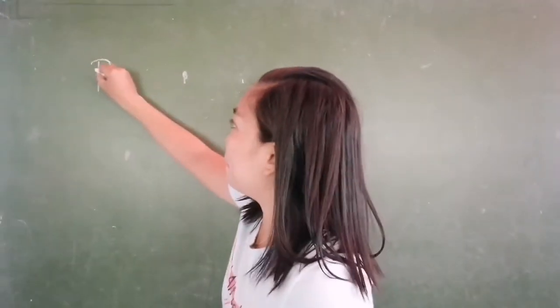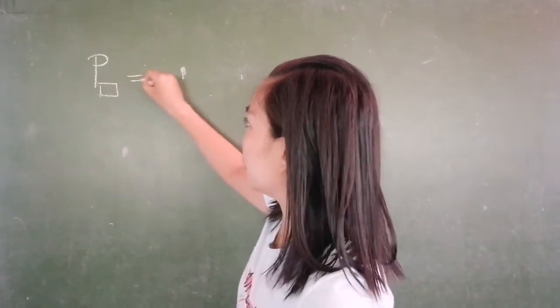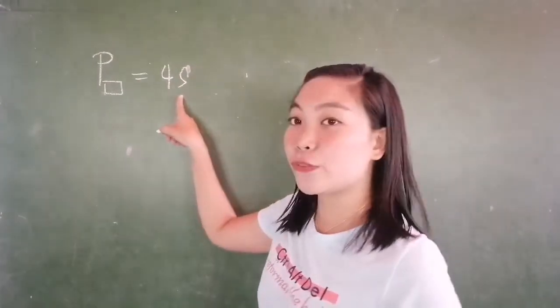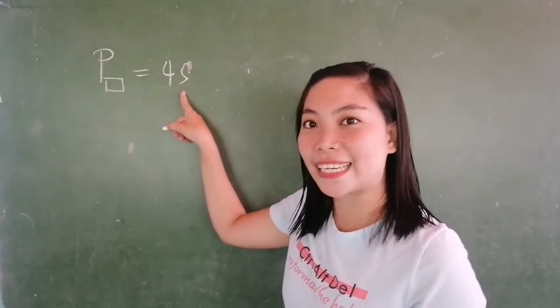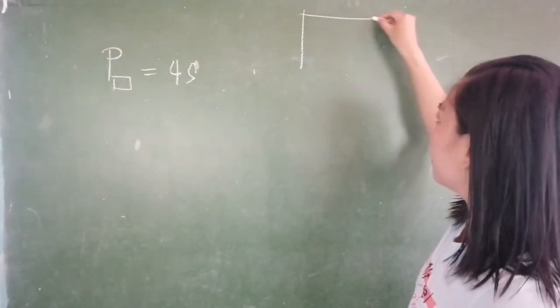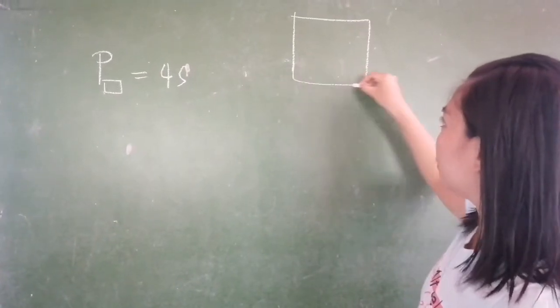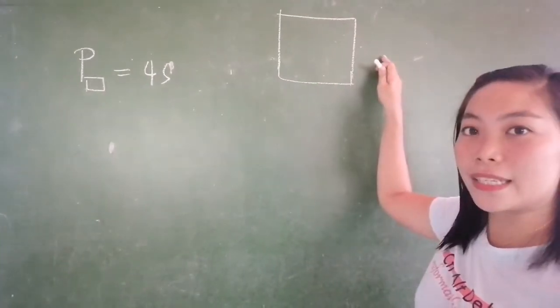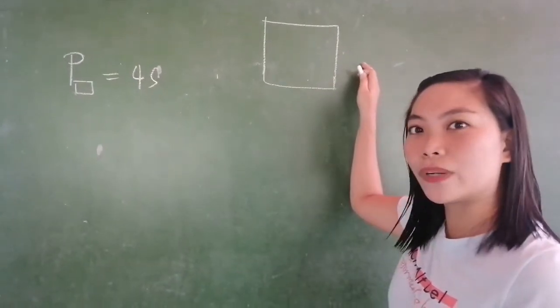The formula in finding the perimeter of a square is 4s. So, P of a square is equal to 4s. Bakit 4s? Since a square has 4 equal sides. So, ganito kasi yan. Okay. So, this is a square and it has 4 equal sides.